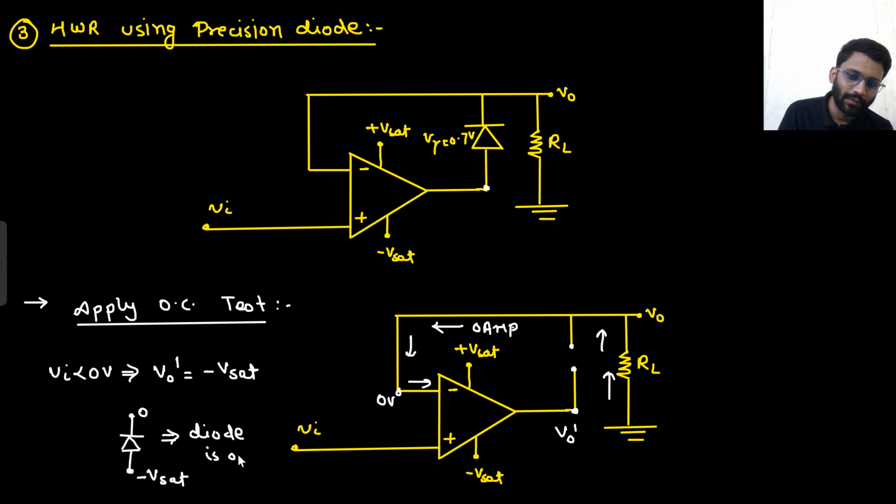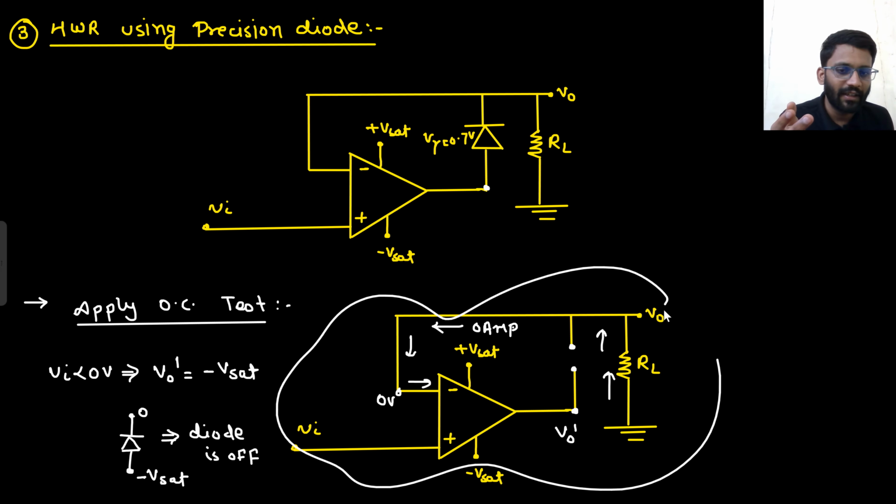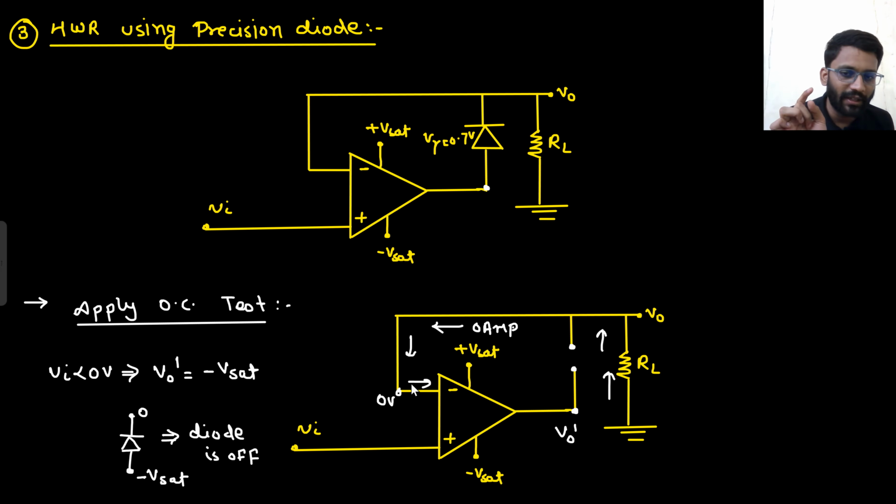Diode is off. So if diode is off, this is your final circuitry. You applied the open circuit test and got to know that the diode is off. If this is the final circuitry, then what is your V0 value? It is equal to 0 only. Did you understand this? There is 0 current in the input of the OpAmp, and the same current is flowing through RL, so your V0 is 0.